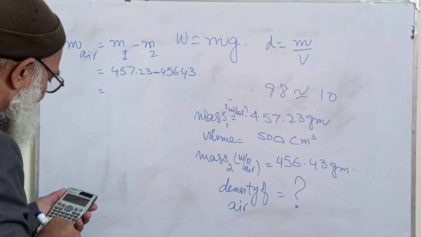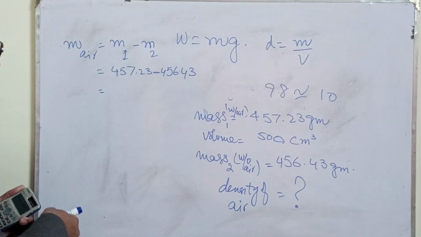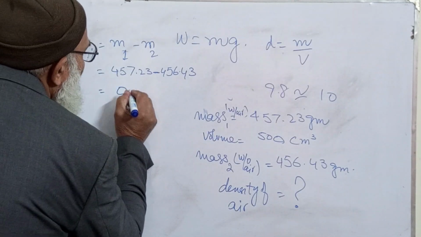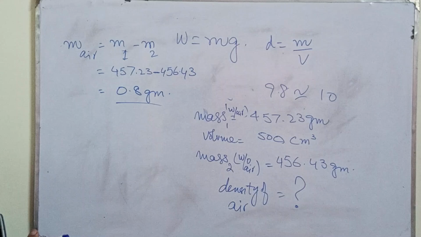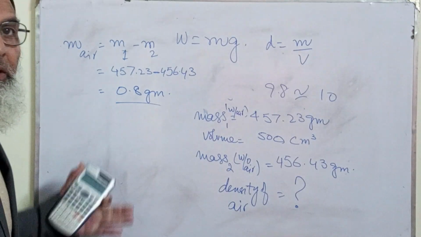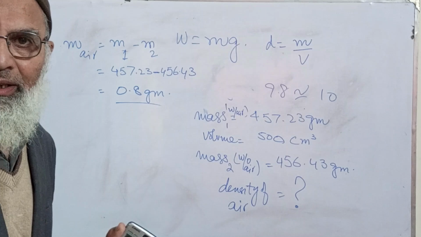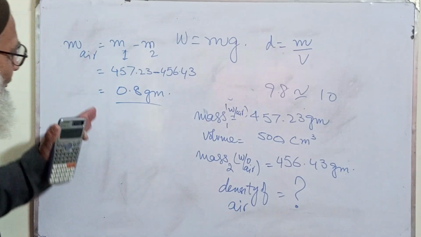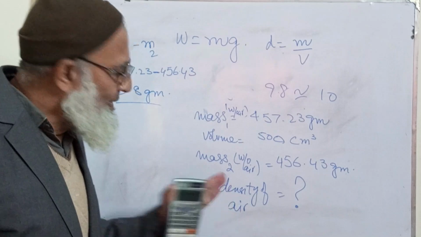456.43 equals, now this is equal to 0.8. The mass is equal to 0.8 grams. Now this is not asked. Mass was not asked. Understood? What was asked is the density.